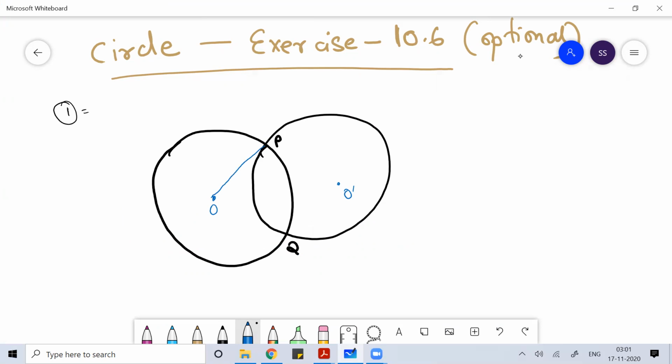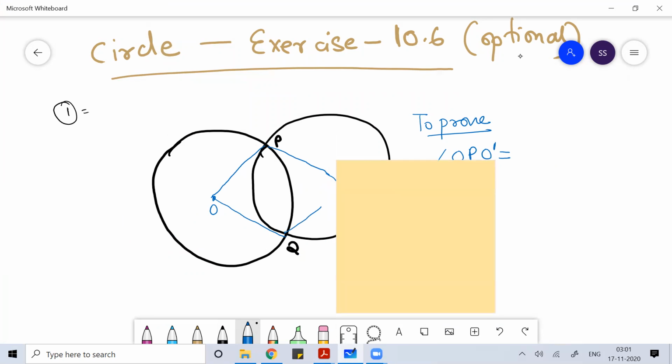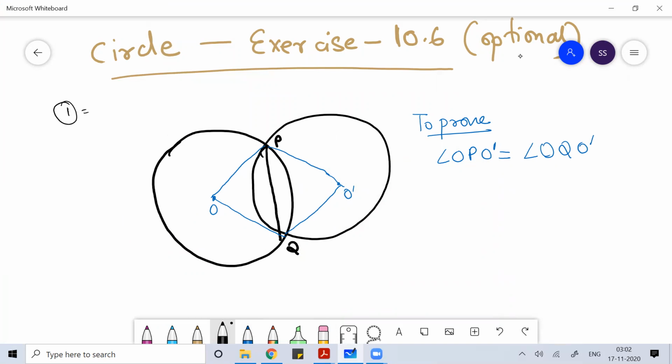I need to prove that angle OPO dash should be equal to angle OQO dash. This I need to prove. Now if you join P and Q, it becomes a chord.